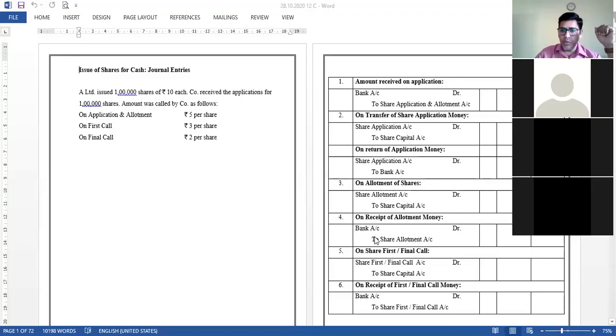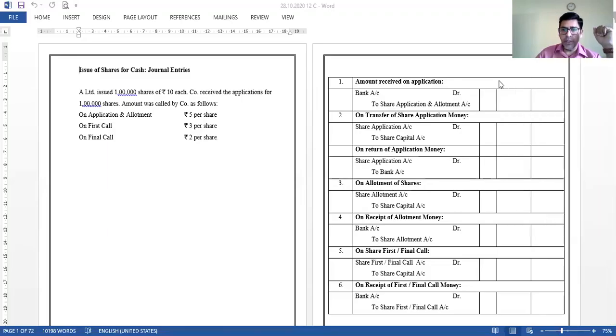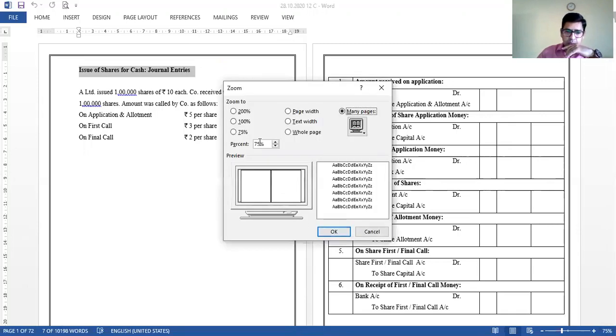Today we are going to start with the basic thing of share capital. You can see that the shares are issued for cash. What journal entries are required? Let us discuss those. The entries will be there as per the steps.